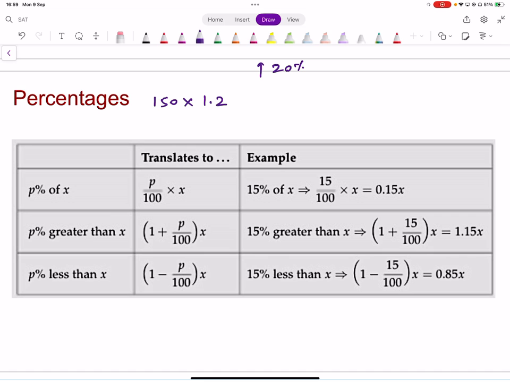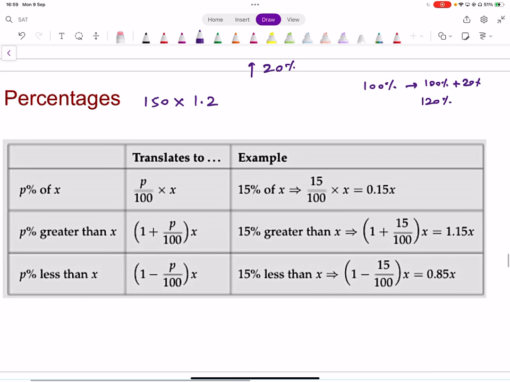Now, where does that come from? Where does 1.2 come from? Your original amount is always considered as the 100%, right? That's your original amount. If you want to increase it by 20%, what should it become? 100% plus 20%. What's that? 120%. What's percent? Over 100. So 120% is the same thing as saying 120 over 100, and that's 1.2. So you multiply by 1.2. Is that okay?